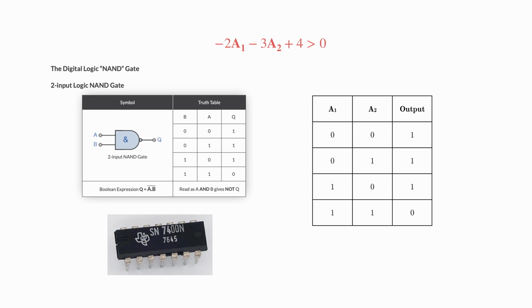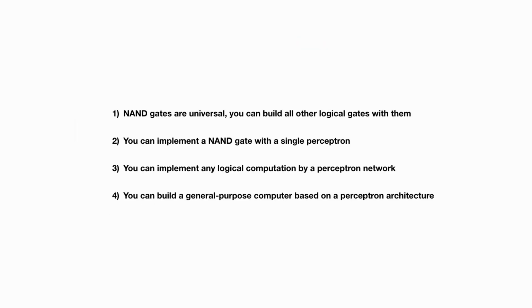So now, just for fun, we can deduce a couple of kind of bold statements, but these will help us later to understand better what machine learning is about. So, number one, NAND gates are universal, so you can build all other logical gates with them.